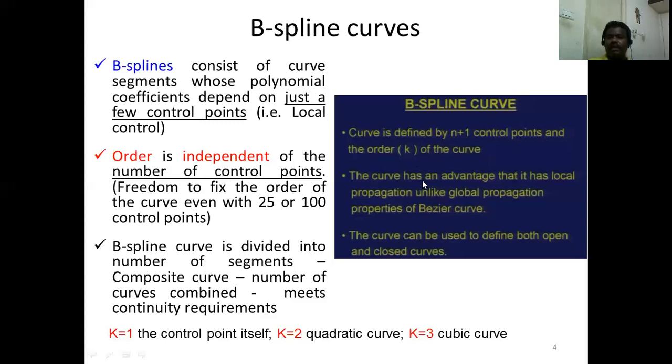The curve has the advantage that it has local propagation, unlike the global propagation properties of the Bezier curve. So local control is possible. The curve can be used to define both open and closed curves. Open curve and closed curve, any shape can be defined by using this.